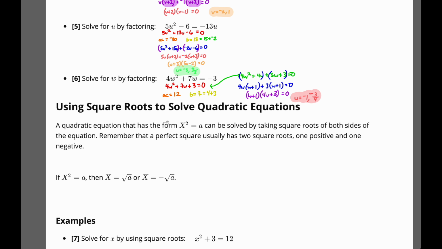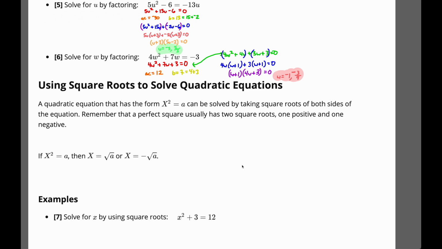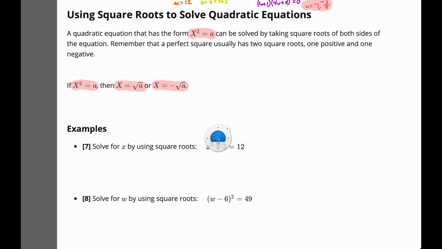All right, next thing we're going to do is using square roots to solve quadratic equations. And namely, if you have something squared, like this example right here, it says x squared equals a. What you can do is just take the square root of both sides, and once you do that, you can solve. Okay, it's essentially what it says right here. If x squared equals a, then x is equal to the square root of a and the negative square root of a. Okay, it's the plus or minus version of each of those.